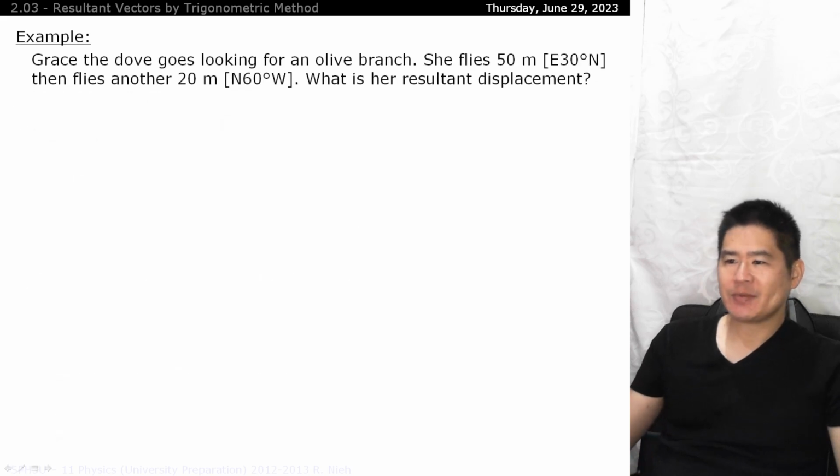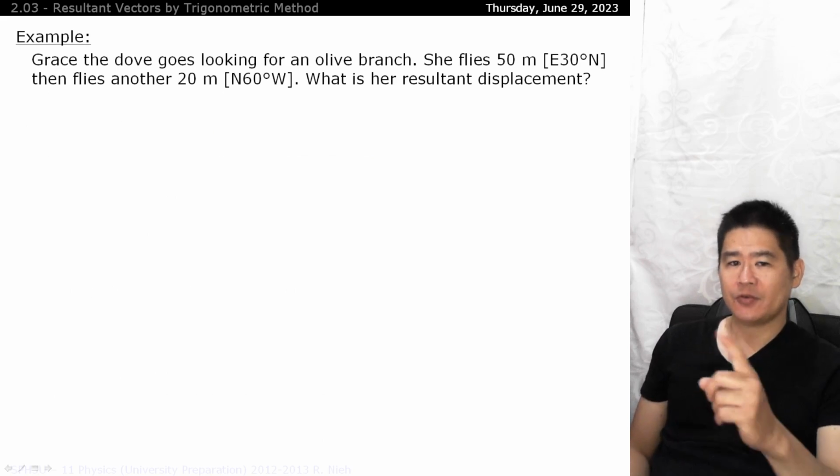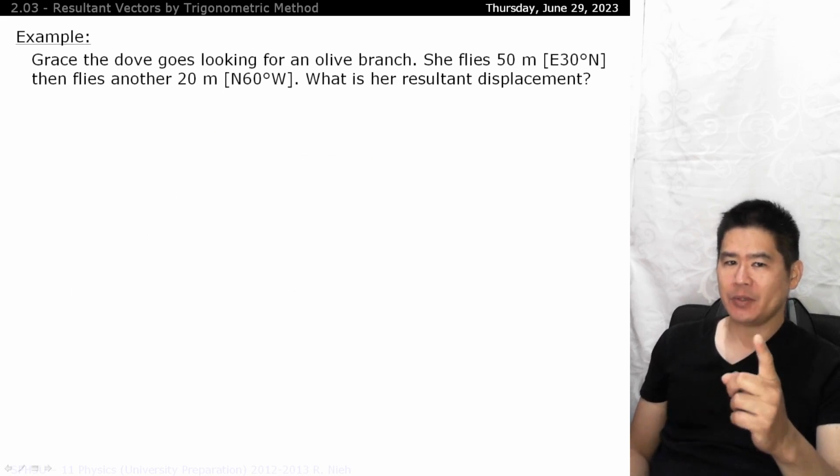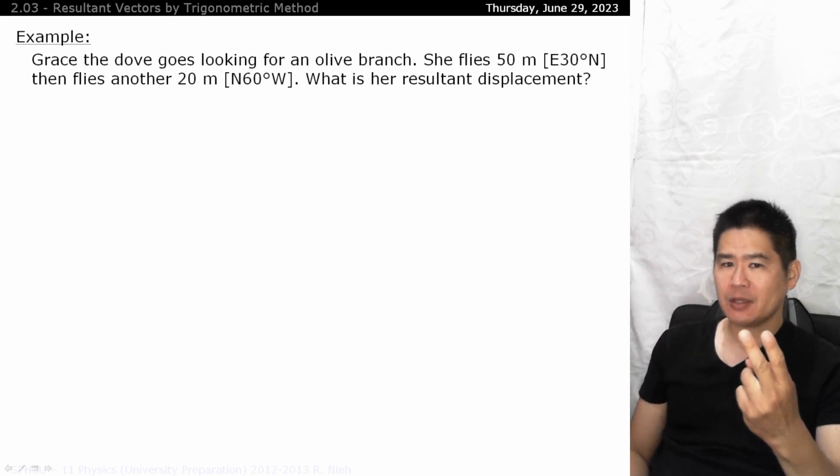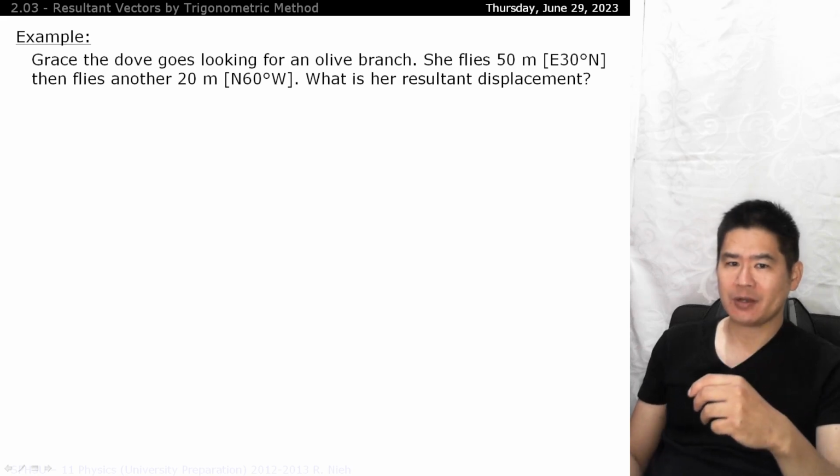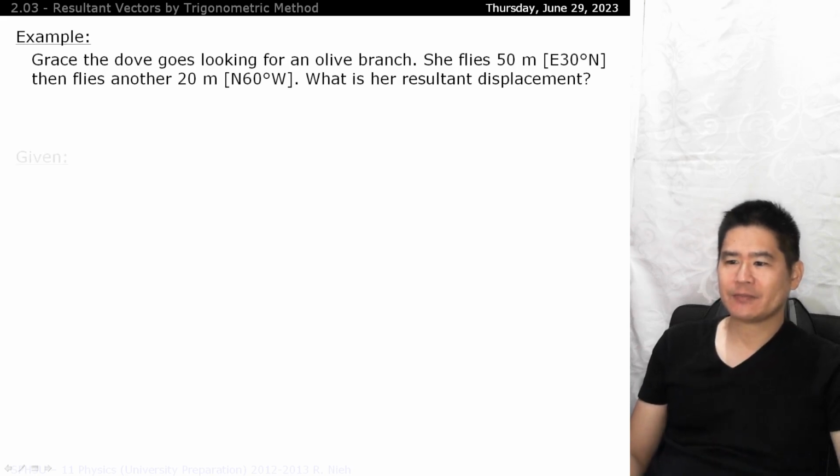We're going to revisit the same exact problem. This question can be solved 3 different ways. First is through a scale diagram, but the results may be very inaccurate if you don't line up your protractor correctly. Another method is by component method, but the third method is by trigonometry, or the trigonometric method. So let's get through that.